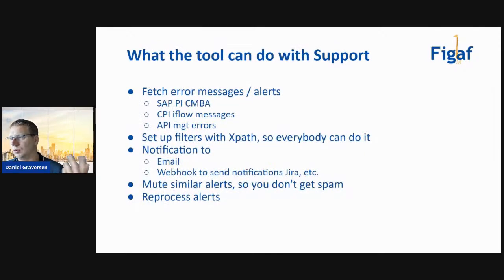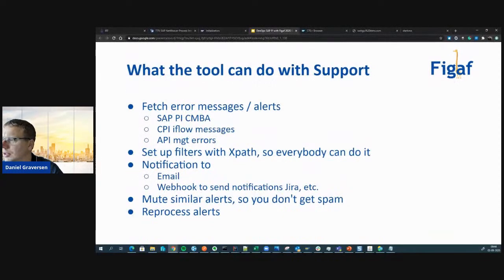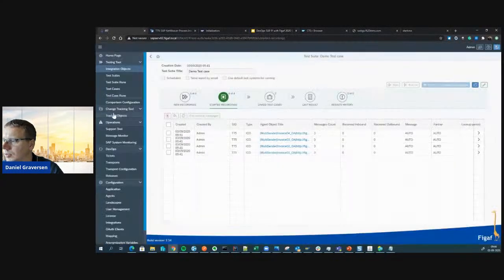So we created a tool that works with all the different platforms, CPI, API management, and the PI where you get the component-based message alerts. The idea is that it will then download all the alerts. It will then set up a bunch of these rules, and you can then configure if it receives this error, do these things. Send an email, webhook, mute it for a period of time so you don't get spammed if something's failed, and you got the option to reprocess messages. So let's just see what our system has picked up.